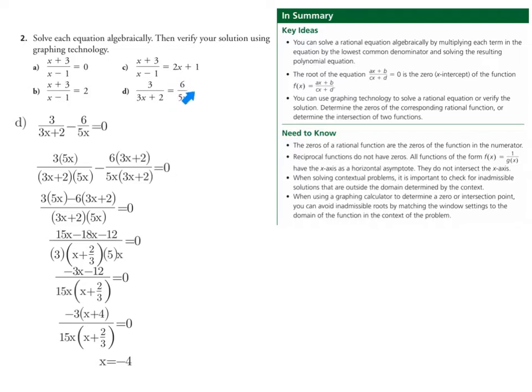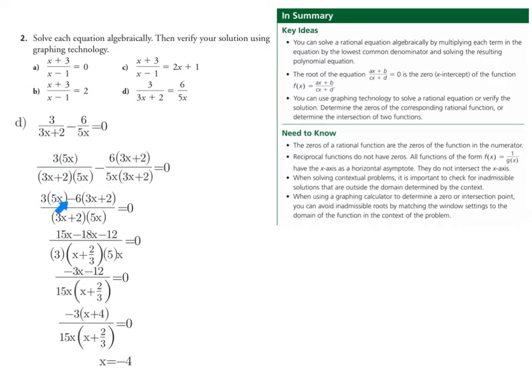So here we're going to subtract 6 over 5x from both sides, and that'll give us a 0. So we still have our 3 over 3x plus 2 minus 6 over 5x equals 0. So we just brought it to the left. Now we need to put these together, which means we need a common denominator. So we're going to multiply this side by 5x over 5x, and we're going to multiply this side by 3x plus 2 over 3x plus 2. Right? So you see the 5x over 5x and the 3x plus 2 over 3x plus 2. And that way, this has a common denominator, 5x times 3x plus 2. Now we can put these guys together.